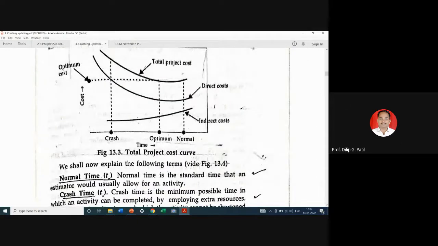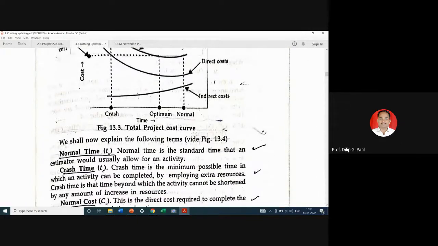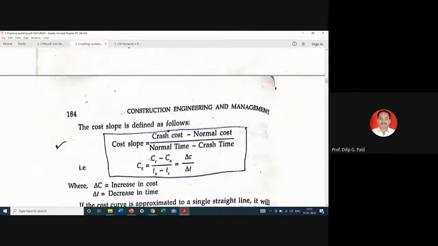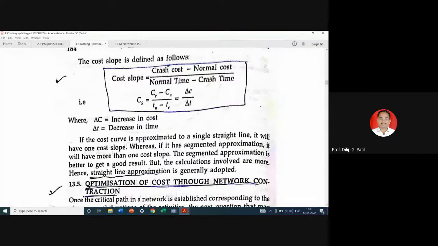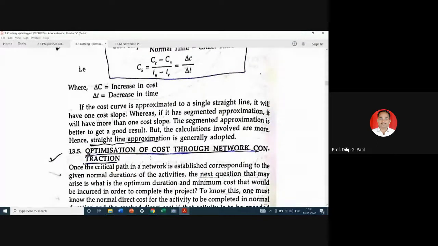for this cost slope, total project cost. And accordingly, remember this formula: cost slope is equal to increase in the cost divided by decrease in the time. We will see how to calculate this cost slope.